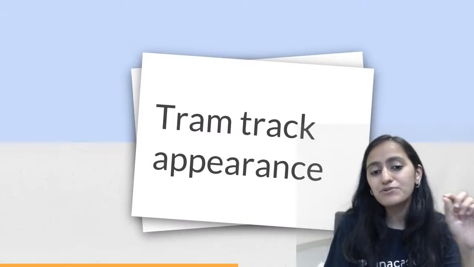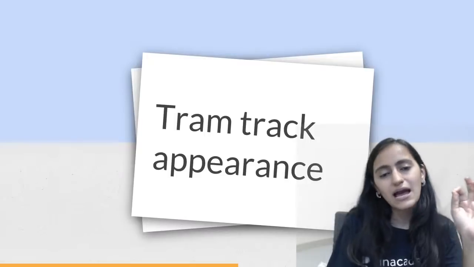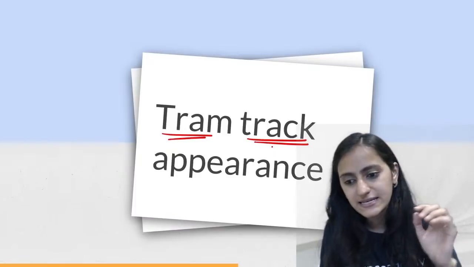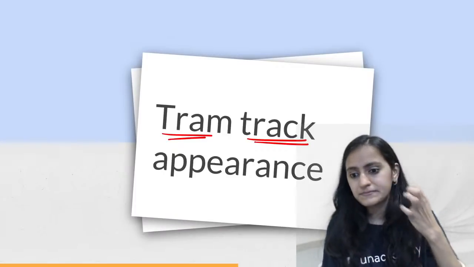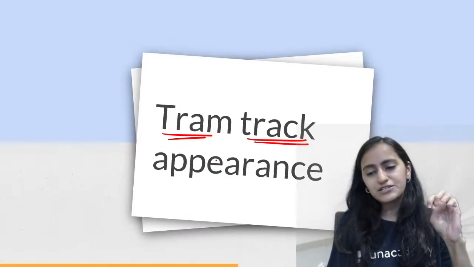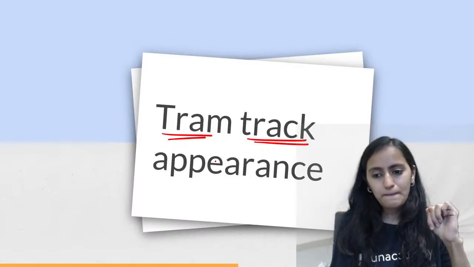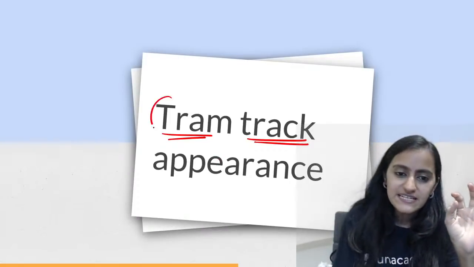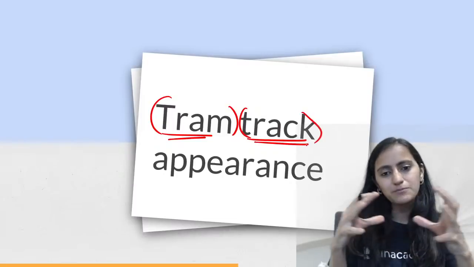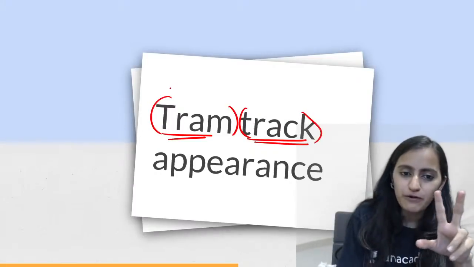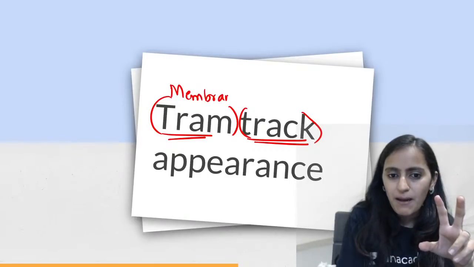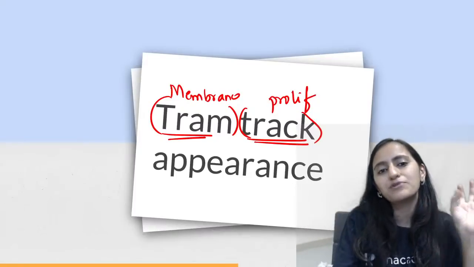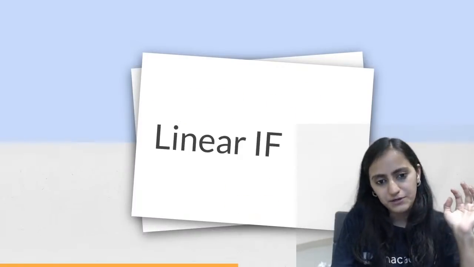After that, Tramtrack appearance. Where do you see Tramtrack appearance? Tramtrack appearance is seen in which condition in the kidney? Very good. That is your membranoproliferative. Tramtrack is made up of two words. The condition made up of two words in the kidney. Remember, membranoproliferative. Membranoproliferative has a Tramtrack appearance. Okay, it has a Tramtrack appearance.